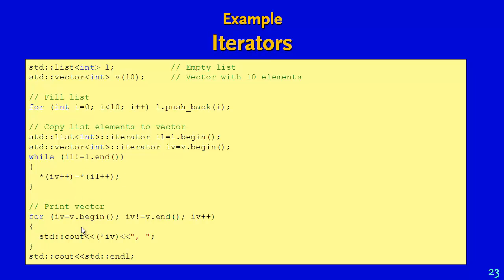Now here's the real meat of the example. While my iterator IL is not at the end of my list, I copy everything from the list. I post-increment my vector iterator. You see, I dereference it and I assign to it the dereferenced value of my list iterator. In other words, I copy the values from list to vector. It's a very long-winded way of doing it, because later on we'll see you can just use a copy algorithm.